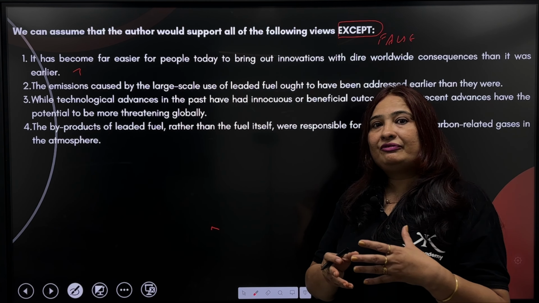So yes, this is something the author would not support. So this is going to be false. So in a way, I have got my answer, but then I would verify the last option as well.